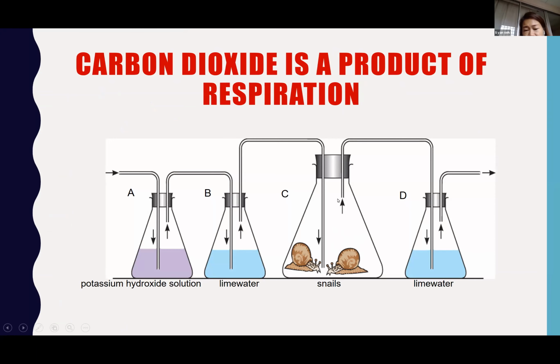Obviously we know that the snail will respire, give out carbon dioxide, and will change this lime water to chalky, producing a white precipitate. Then you have this potassium hydroxide solution in conical flask A. What is the purpose of this? And then there's another lime water here. You may be wondering how come there are two conical flasks of lime water.